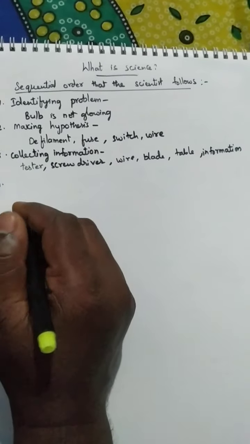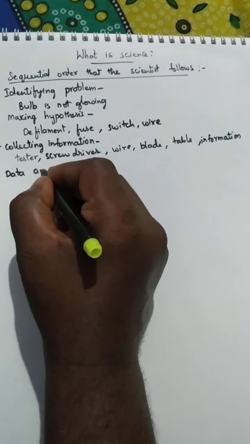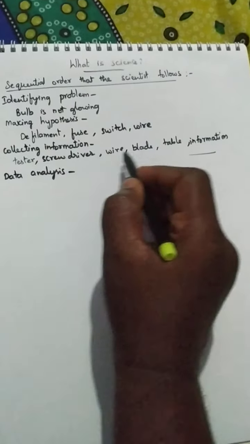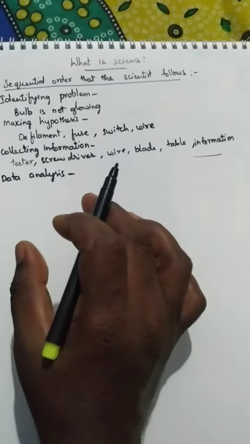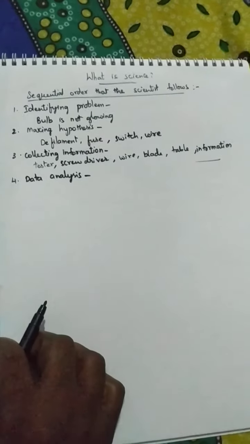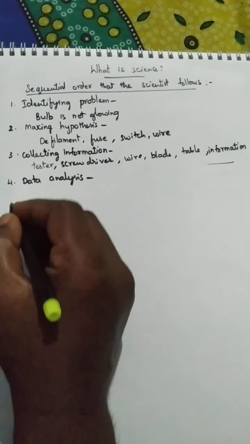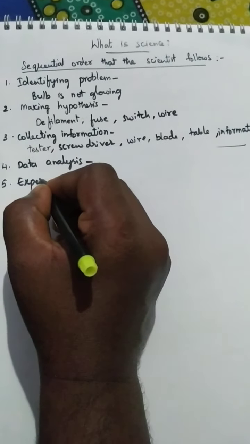The fourth point is data analysis. What is data analyzing? Whatever you collected, the different instruments or the information, everything has to be properly kept, and you have to start knowing the reason. That is called data analyzing. The next, fifth point is experimentation.